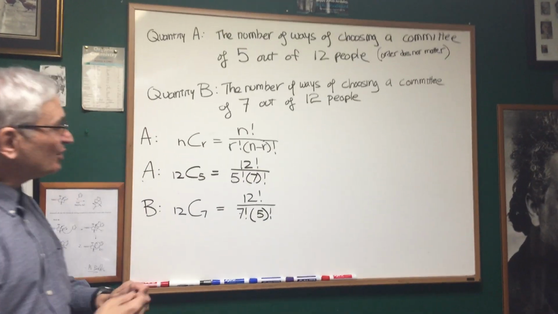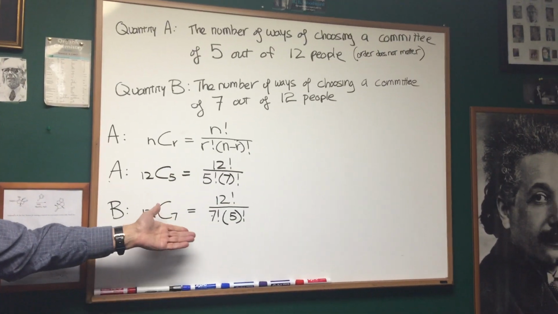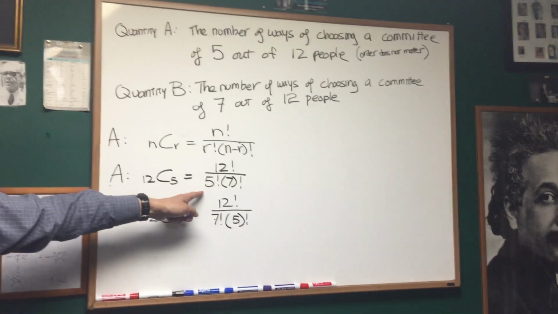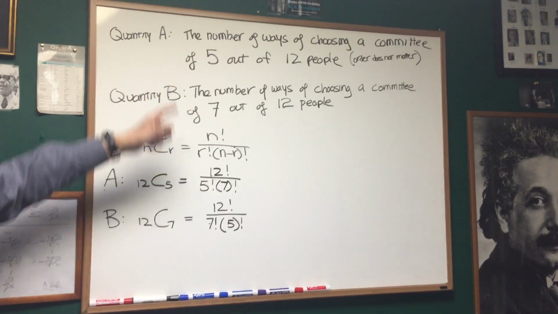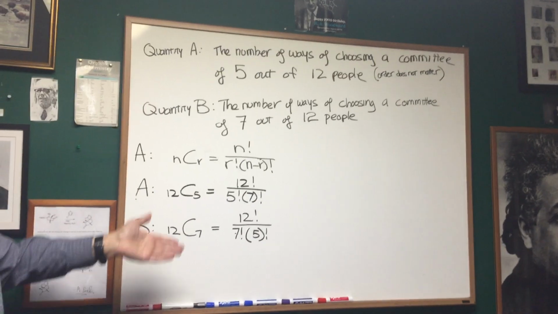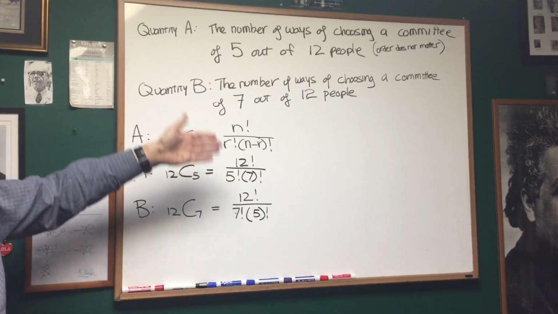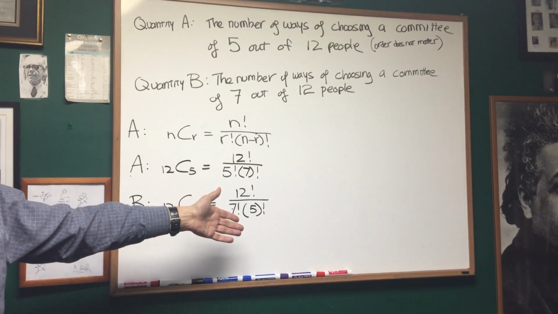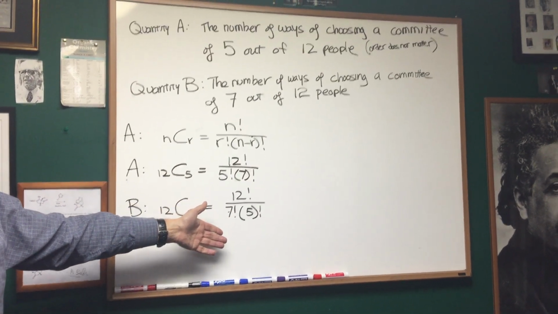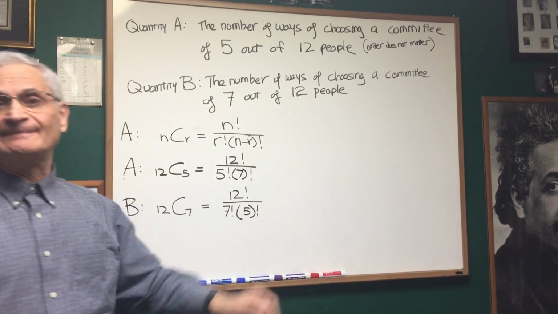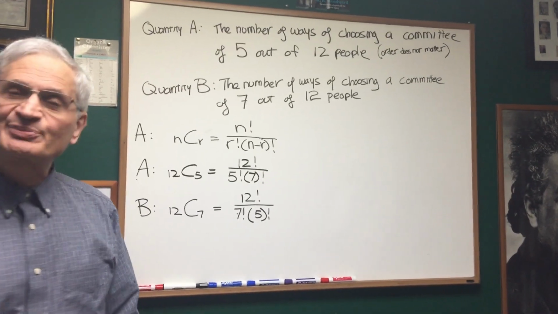Well, take a look at these two expressions. They're exactly the same. Choosing 5 people for a committee out of 12 is the same number of ways as choosing a committee of 7 out of 12. So there's no need to go any further. They're both the same quantity. So according to the original statement of the problem, we're going to choose C. And that's how to do this problem.